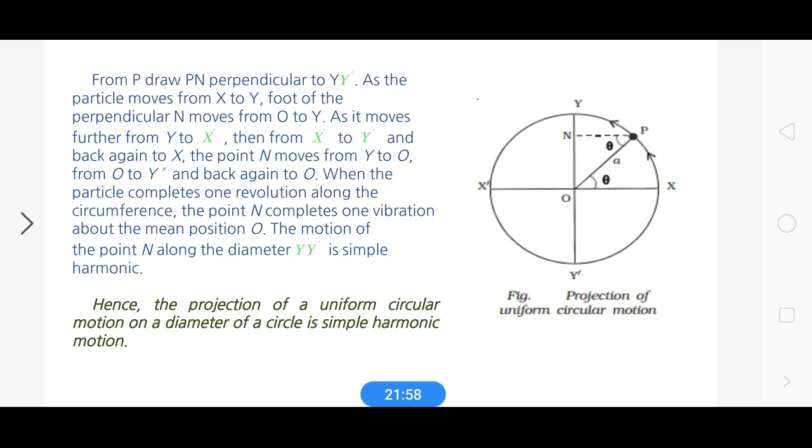So as the particle completes one rotation, the foot of the perpendicular makes one oscillation. That means there is a to and fro motion about the mean position. So this is the simple harmonic motion.